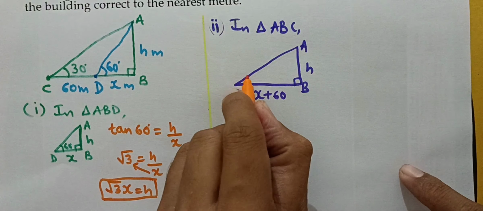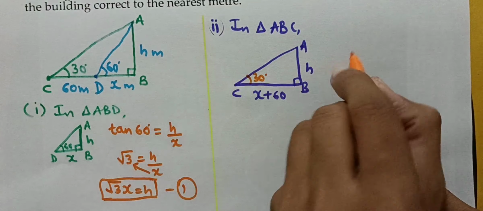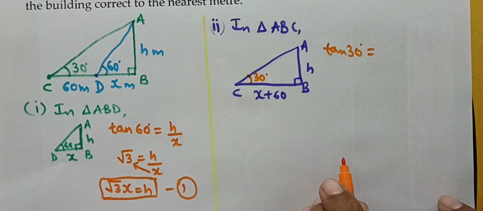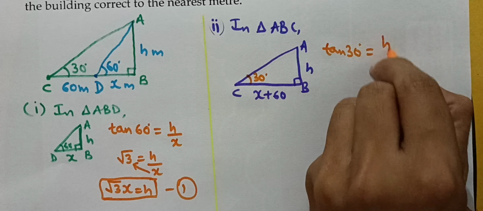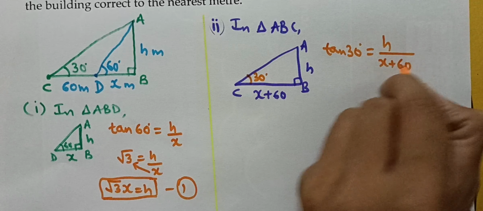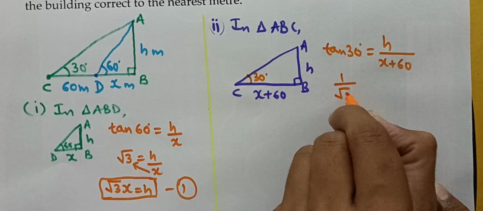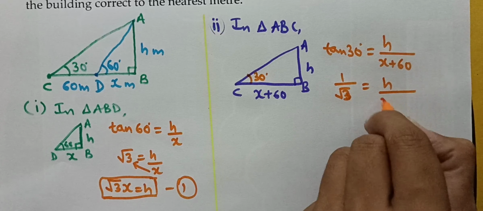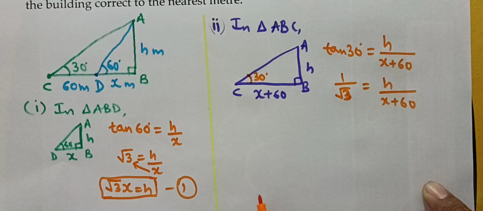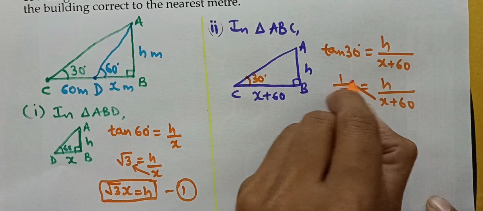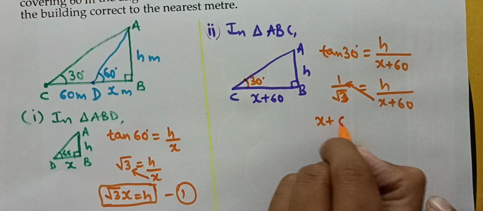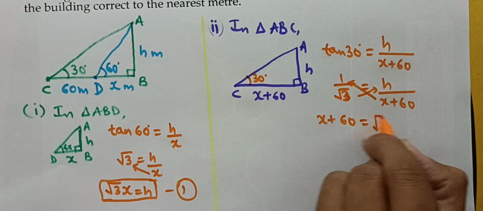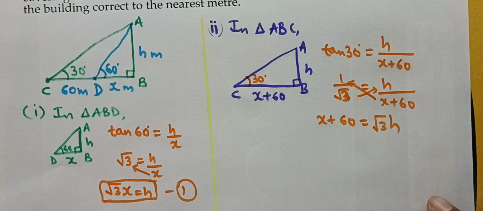Same concept, here angle is 30 degree. Tan 30 degree equal to opposite side upon adjacent side. Opposite side is h and adjacent side is x plus 60. Value of tan 30 is 1 upon root 3, h upon x plus 60. Do cross multiplication. x plus 60 into 1, so x plus 60, and root 3 into h, that is root 3h.